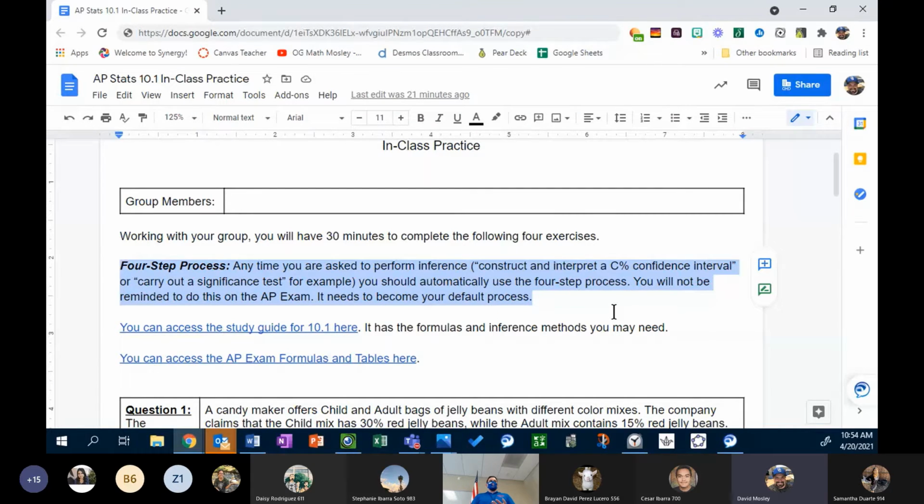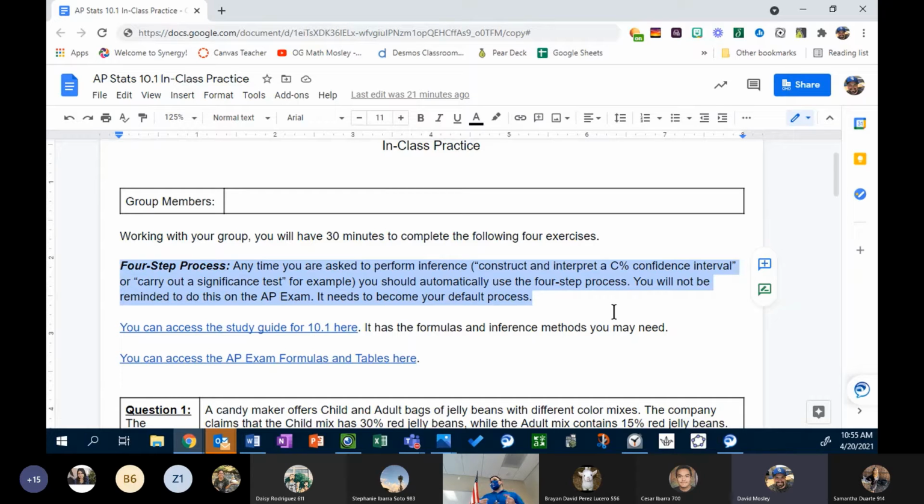State, plan, do, conclude. The process allows you to stay organized. And it's the specific things that the AP exam graders are looking for stepwise. They want you to have these things present in your answer. If all you do is provide a calculation and a circled answer, you will not get a passing grade. Even if your answer is correct, you're missing too much of the other stuff, the explanation, showing that you understand what this is. That's what statistics is.